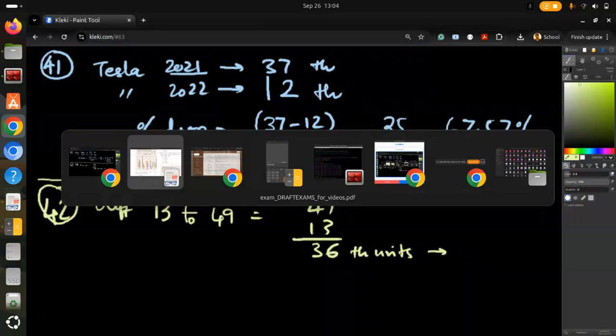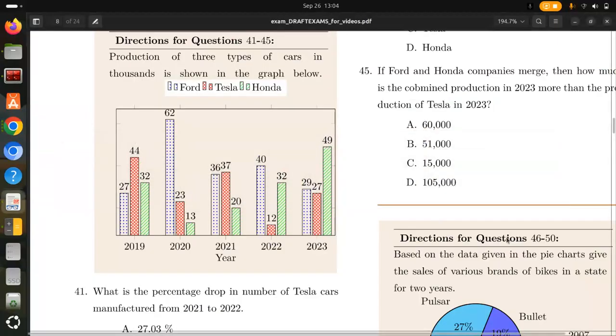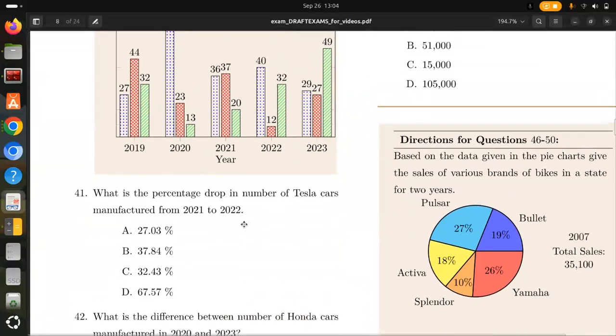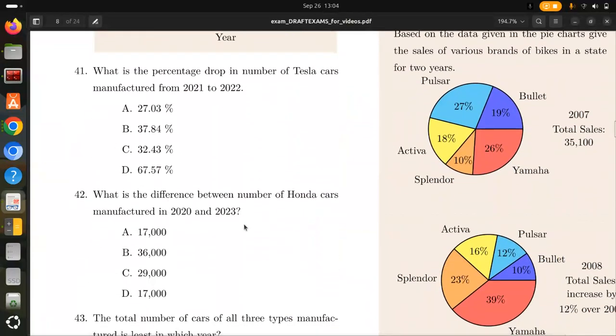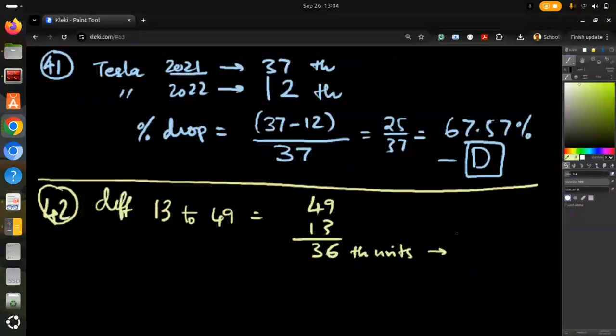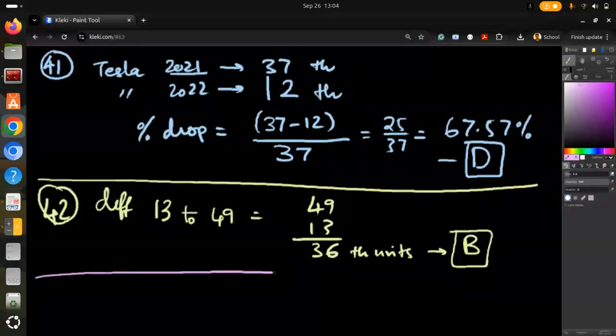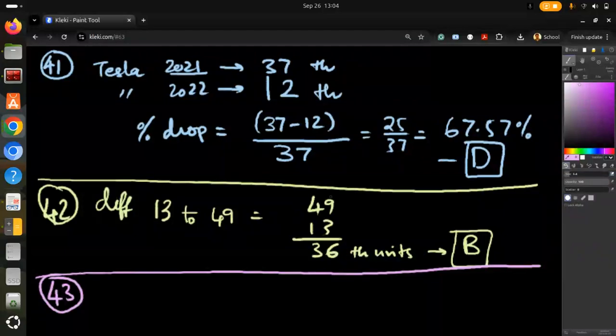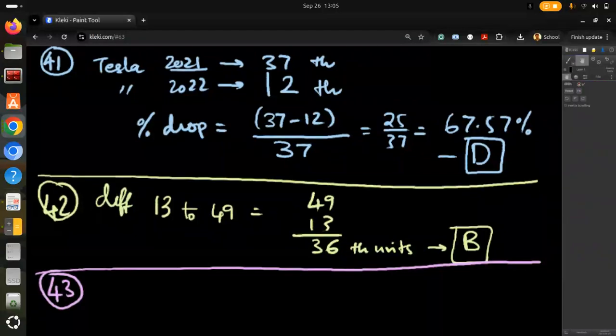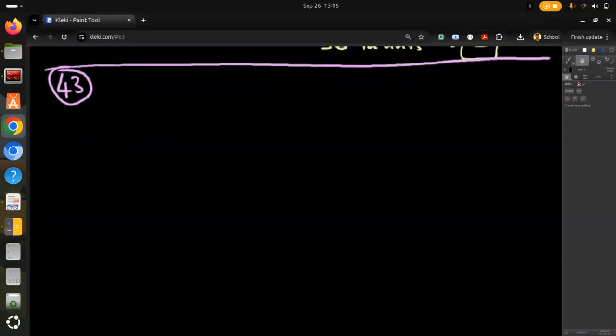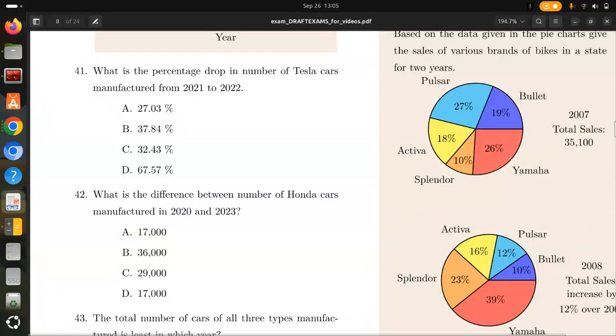So what is that option? Option B is matching with the answer. So that is option B. Let's continue. So far, this particular set appears to be quite easy to solve. So let's continue with 43. Again, you can try on your own, and then we can see.